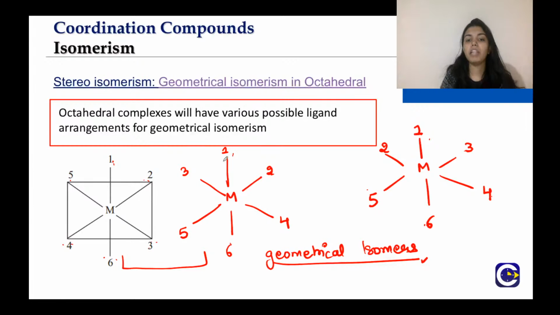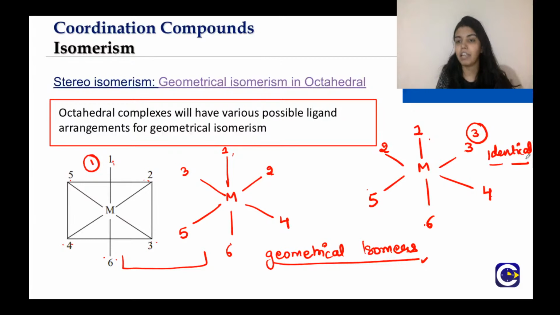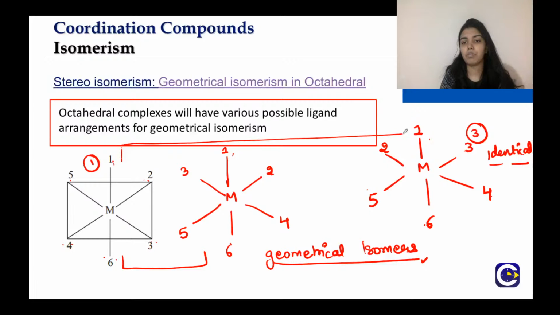So that means all the angles of the first arrangement and the third arrangement are the same. Therefore, they are identical. They are not geometrical isomers, rather they are identical. This is another way of drawing the same isomer. So this is how you can identify which one is a geometrical isomer and which one is the identical complex. Okay. Is it clear?